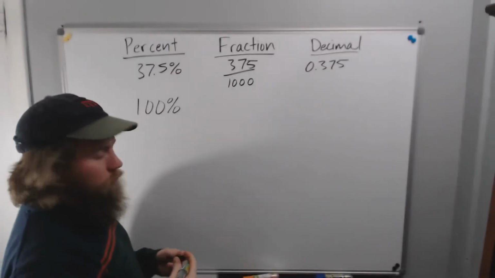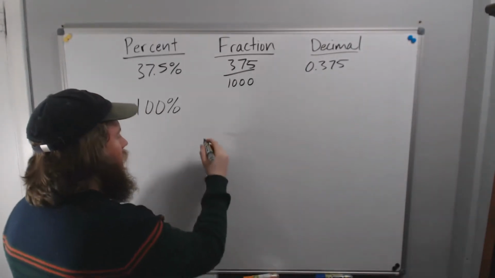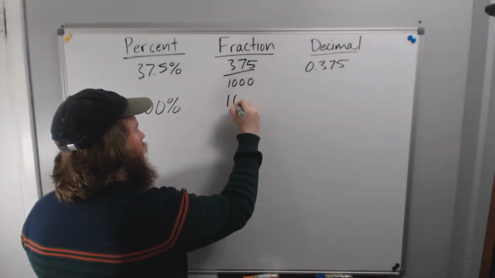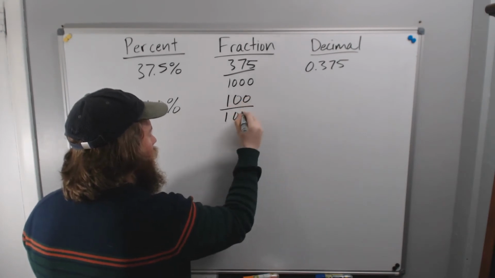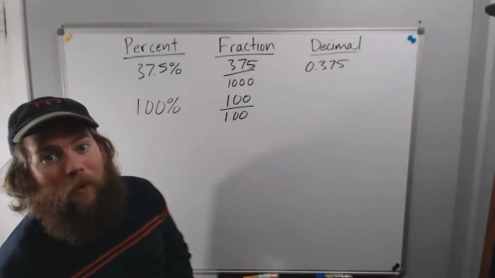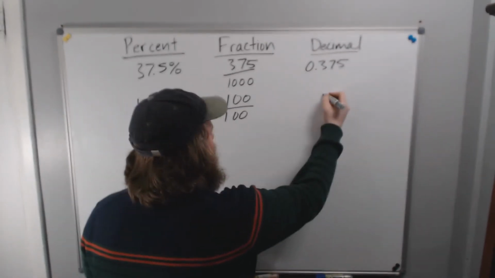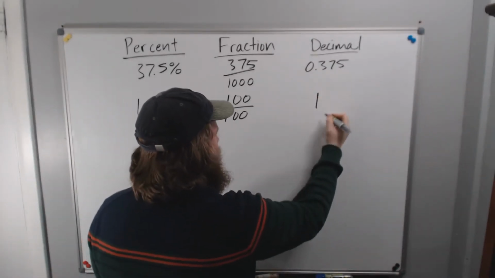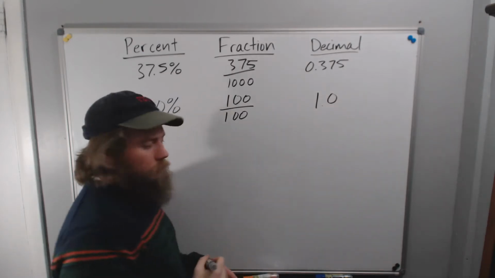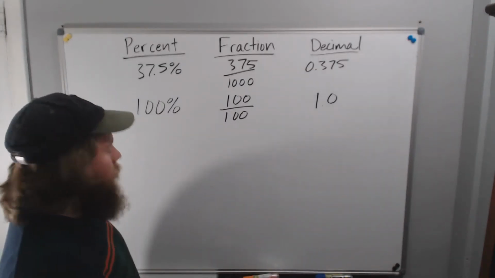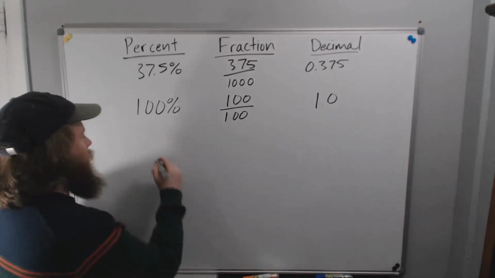Great. So the next one that we have is 100%. So we have 100 out of 100. And what's anything divided by itself? That is just 1. And since it wants a decimal, we'll go ahead and write 1.0. Same thing.